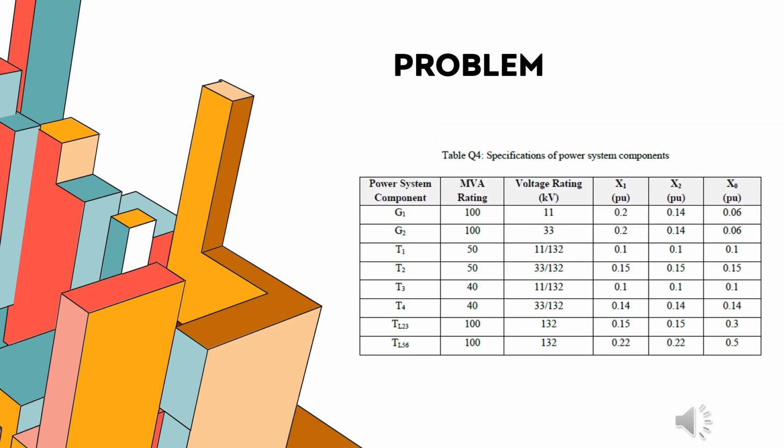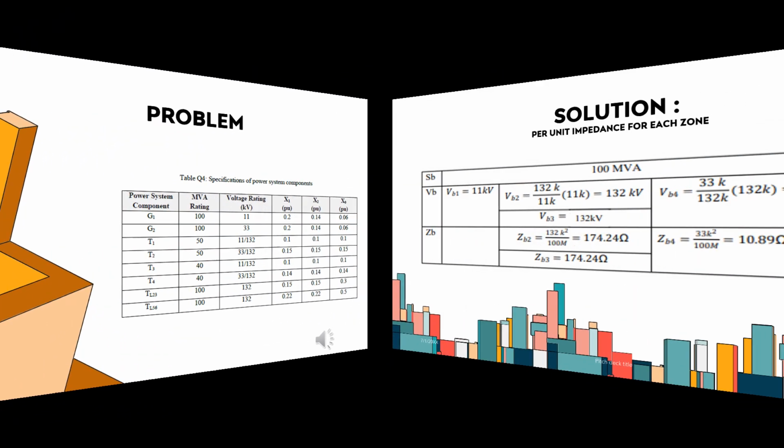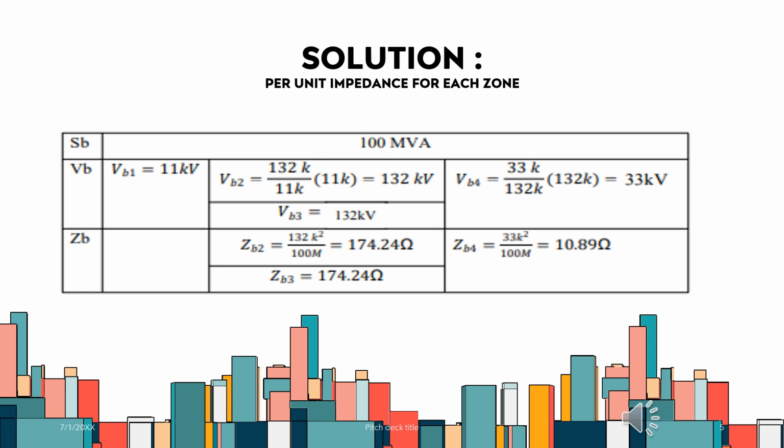Table Q4 shows all components in per unit based on the equipment ratings given by this question. First, we need to find the per unit impedance for each zone. SB equals 100 MVA, VB1 equals 11 kV, VB2 equals 132 kV, and VB4 equals 33 kV. ZB2 equals 174.24 ohm, ZB3 equals 174.24 ohm, and ZB4 equals 10.89 ohm.